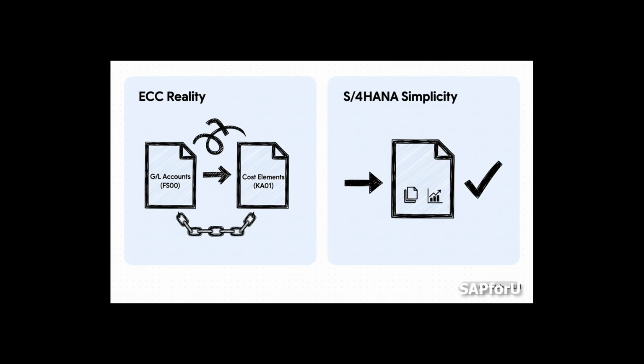And look at this. It shows you the old headache perfectly. Back in ECC, you had to create a P&L account in FS00, right? Then you had to go over to KA01 and create a matching primary cost element. You had two separate master data objects you had to create, maintain, and sync. Well, S/4HANA just gets rid of that duplication completely. Now it's just one master record, all managed in one place, FS00.